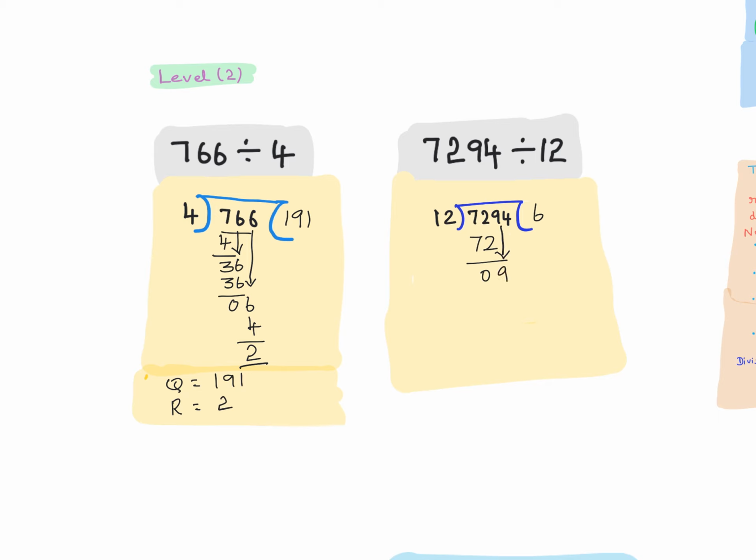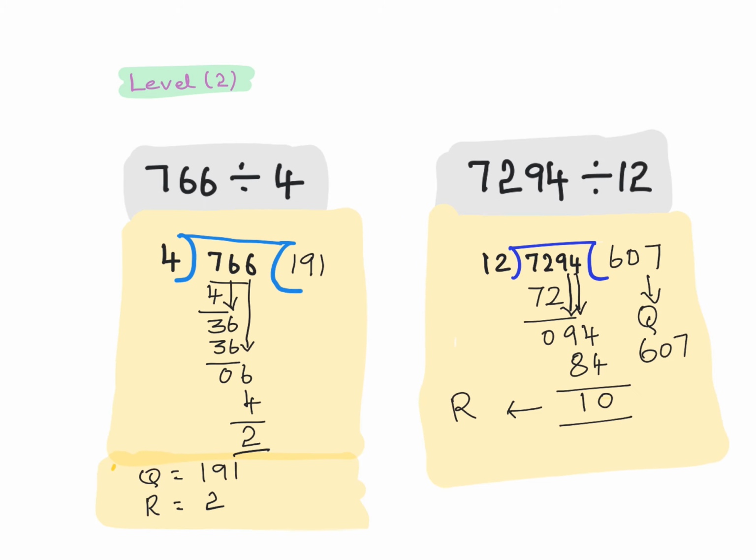In 12 tables 9 will come? No. Next two values we need to take means here we need to add here 0. Next here 12 tables how many times? 94. The nearest value we need to check here. 12 sevens are 84. So 94 minus 40, 9 minus 8 is 1. So here the remainder is 10. The quotient is 607. I hope everyone understand what is dividend, what is divisor, what is remainder, what is quotient.